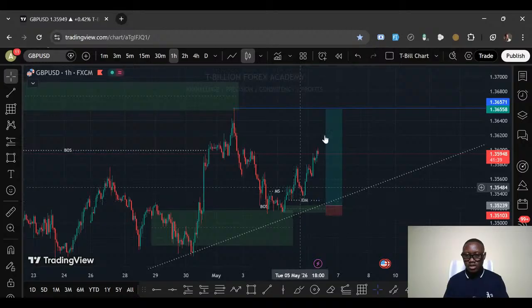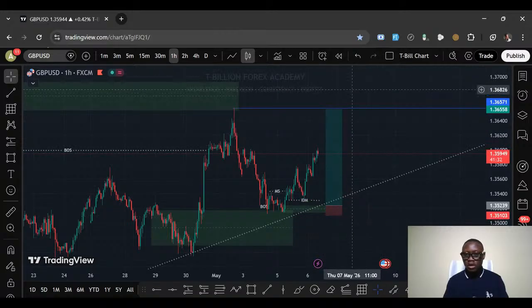All these are basically inducements, and we would expect price to sweep the available liquidity below this inducement, then tap into our order block and boom, to the upside.